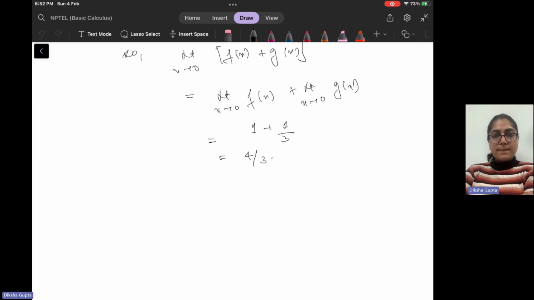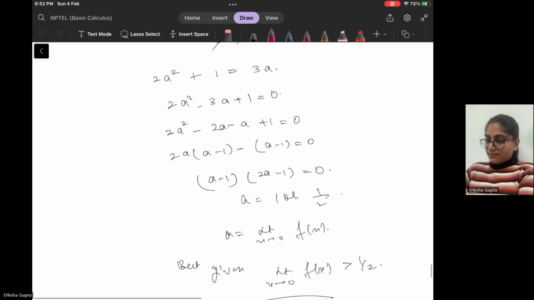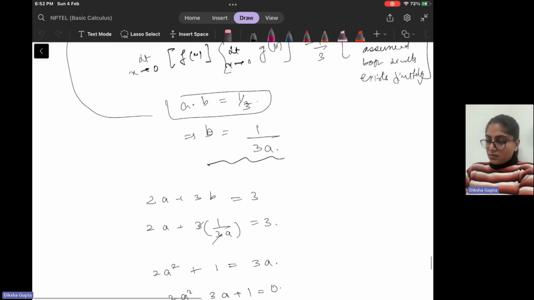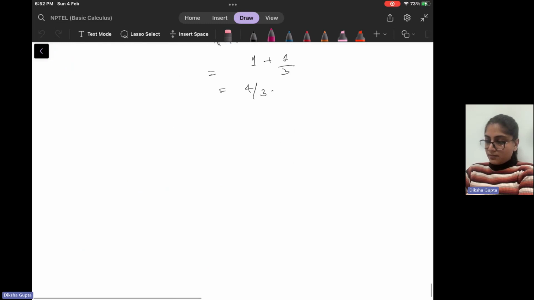But I would just like to give a glimpse of the scenario where the limit does not exist with a simple graphical example. And this is our next question. So this would be question number 8.